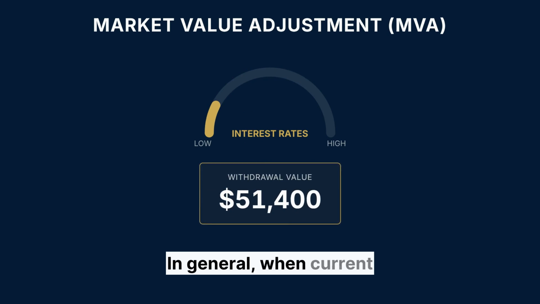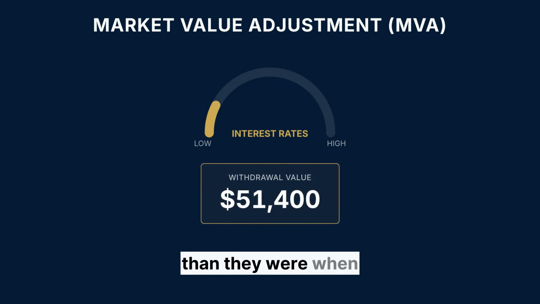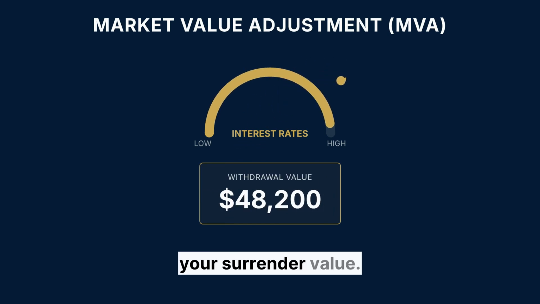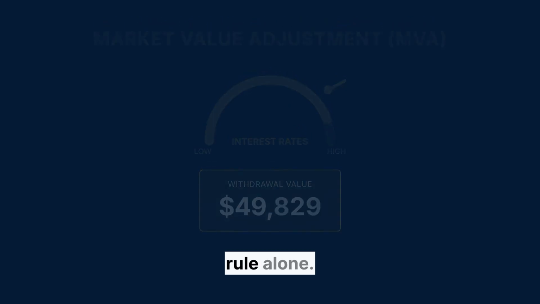In general, when current interest rates are higher than they were when you purchased the annuity, the adjustment may reduce your surrender value. When current interest rates are lower, the adjustment may increase your value, but you should not rely on that general rule alone. Every contract has its own formula.